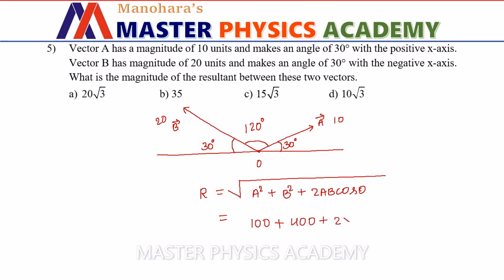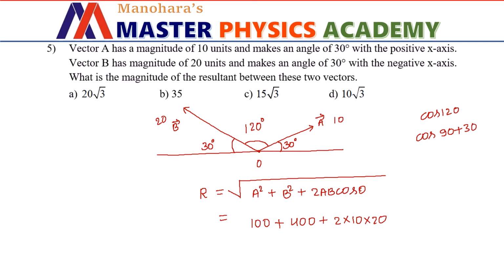plus 2 into 10 into 20 into cos 120. So what is cos 120? Let us evaluate it. Cos 120 can be written as cos 90 plus 30, right? So cos 90 plus 30 means it is going to be minus sin 30 degree. What is sin 30 degree? 1 by 2. Hence it is going to be minus 1 by 2. So minus 1 by 2.